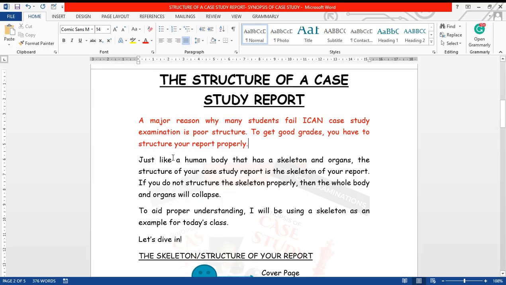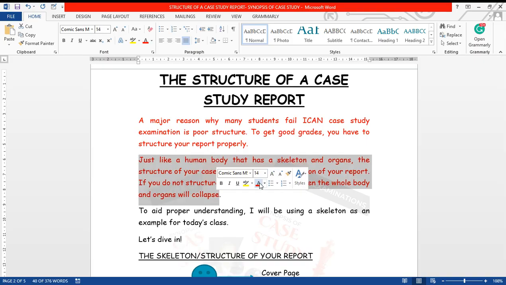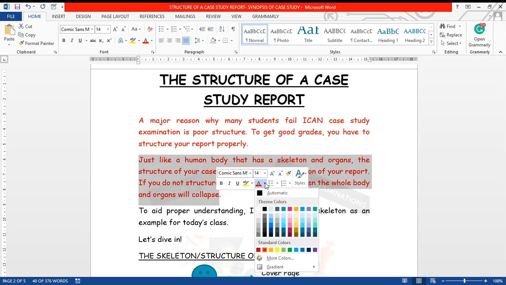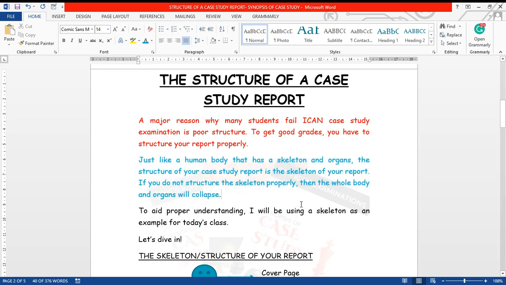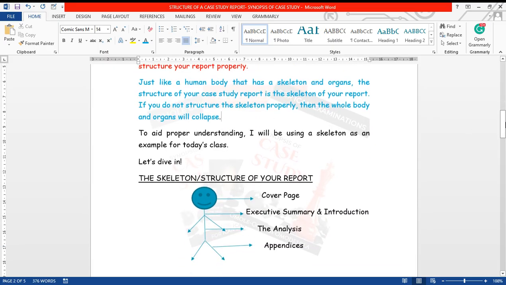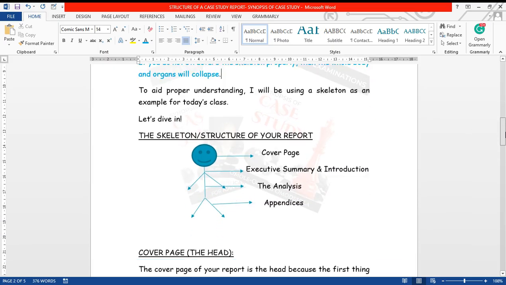I was making an example that just like a human body has a skeleton and organs, your report also needs to have a structure. If you don't structure the skeleton properly, then the whole body and organs will collapse. It will not stand strong. So in order for your report to stand well, your structure has to be aligned. Now, to aid proper understanding, I'll be using a skeleton in this class. So now let's dive into the structure itself.